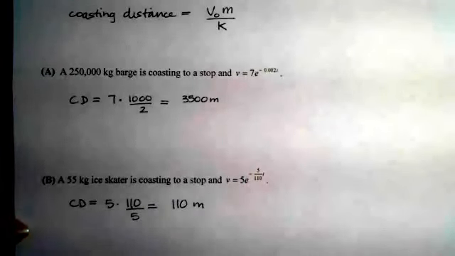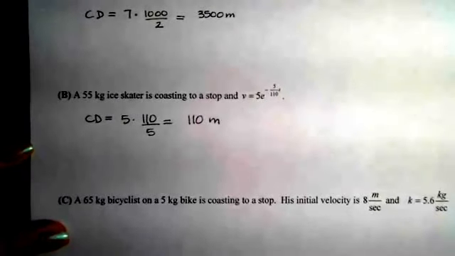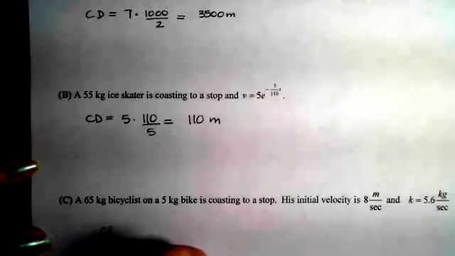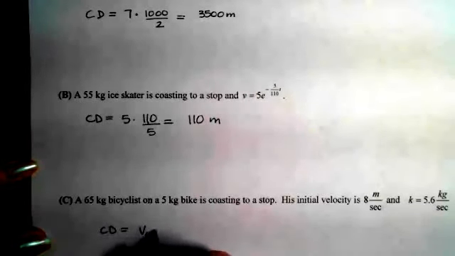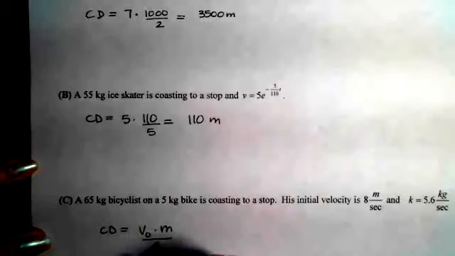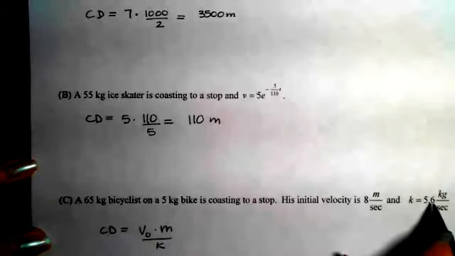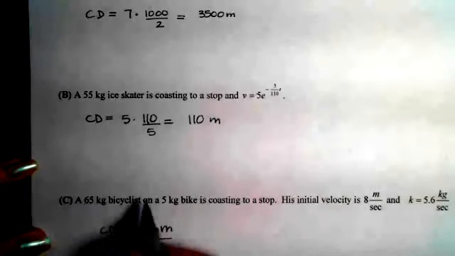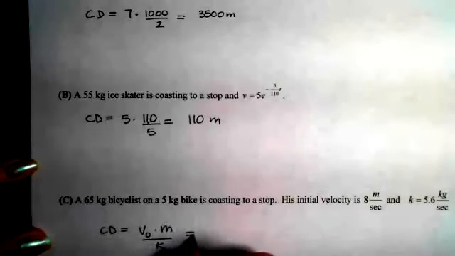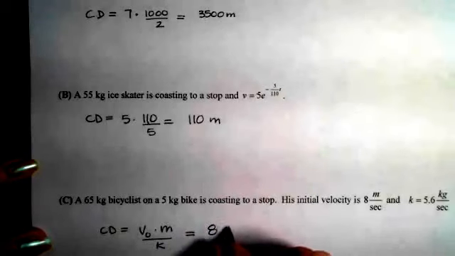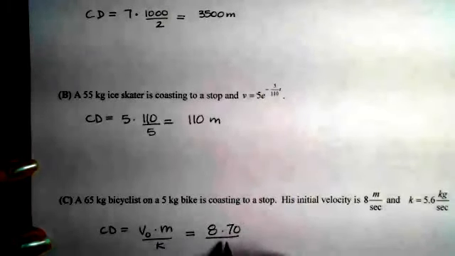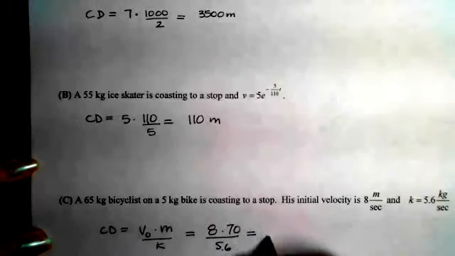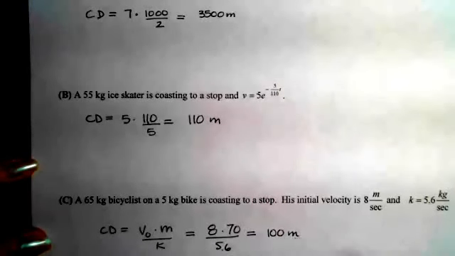Now the last one's a little different, and the reason it's different is because I did not give you the velocity function. Instead, we're going to use that the coasting distance is v initial times the mass over the k, because I tell you the k, I tell you the v initial, and I give you the total mass of 70, which is coasting to a stop. So in this case, we'll have 8 times 70 over that 5.6, so 560 divided by 5.6, we get 100 meters.